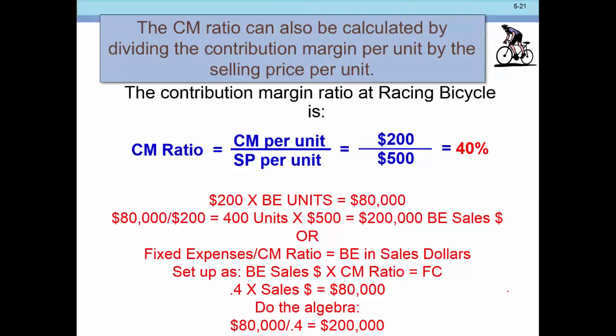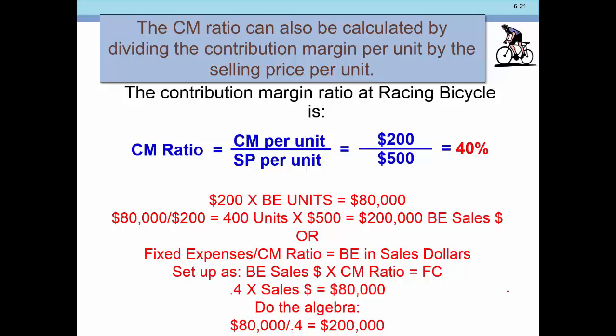We have our contribution margin ratio, which we just calculated: our contribution margin divided by our sales price, and we can do that on a total basis or per unit. If we were going to get it in units first, we'd take the $200 times the break-even units equals 80,000. We divide each side by my contribution margin per unit. That tells me I have to get 400 units. We've already seen this, haven't we? Then we multiply that by the price, and it gives me break-even sales dollars of 200,000.